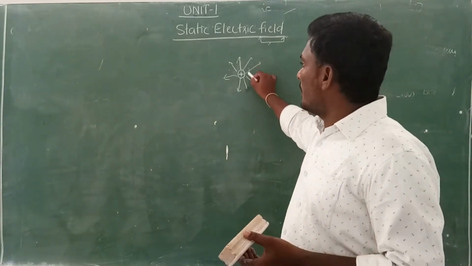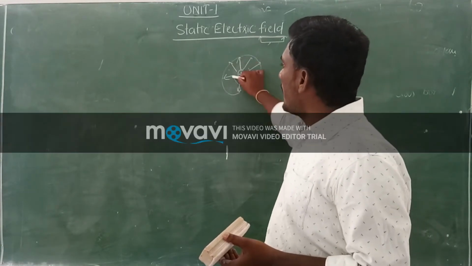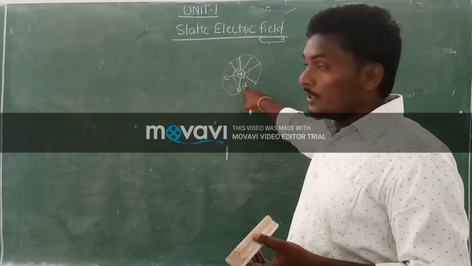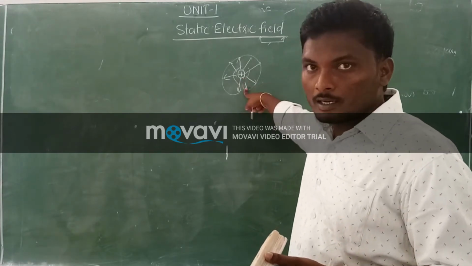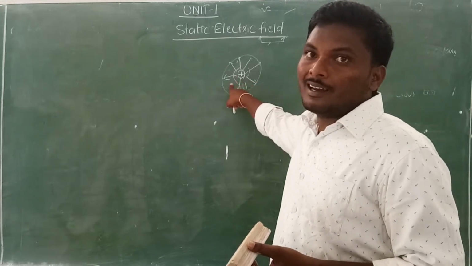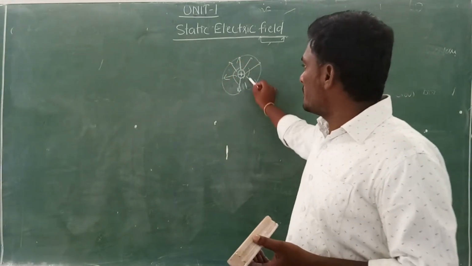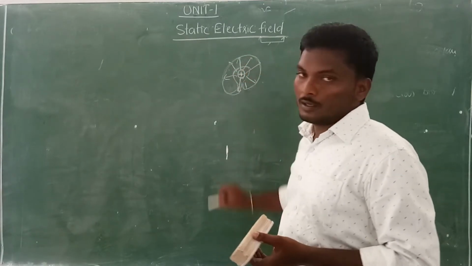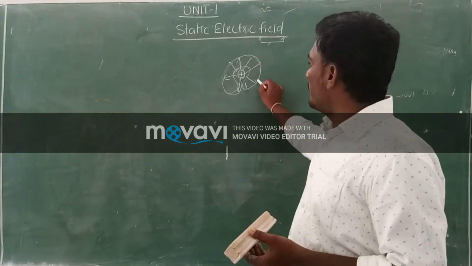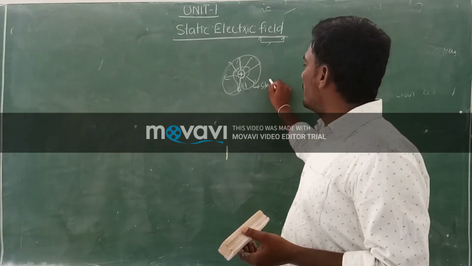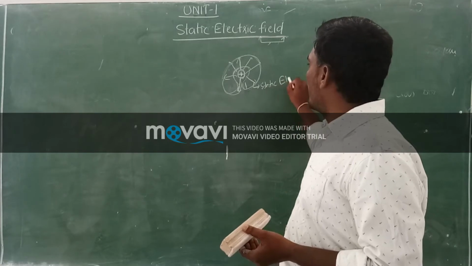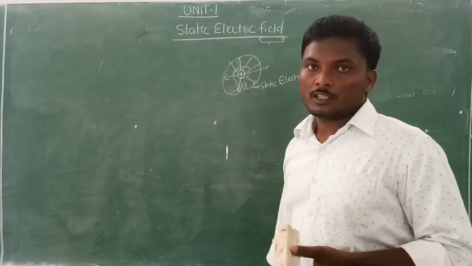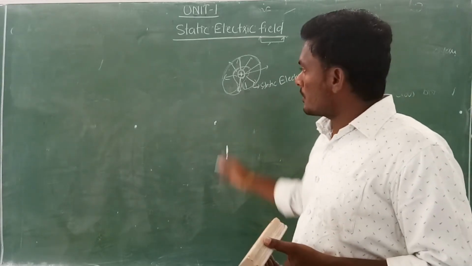So this electric field is produced by the static charge. Which field is it, electric field or magnetic field? It is an electric field, because it is produced by electrical charges. As this field is produced by a charge in a rest or static position, that is why this field is called a static electric field.